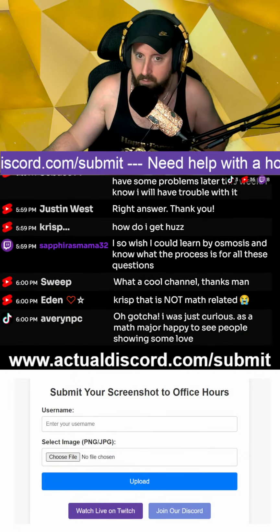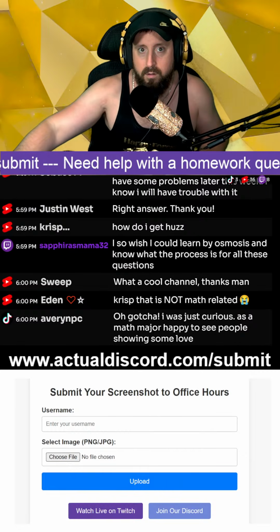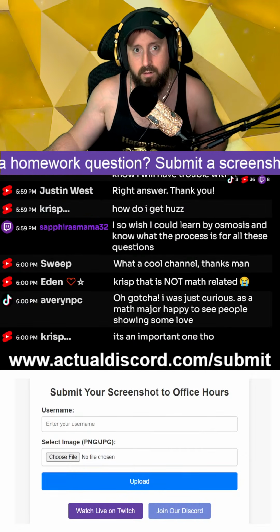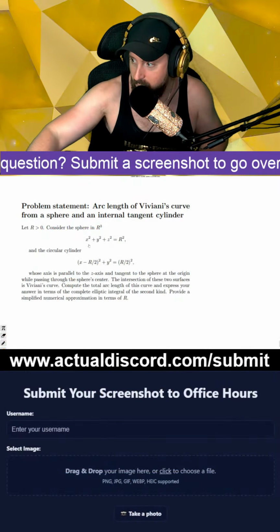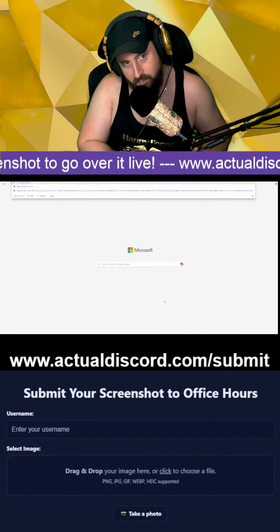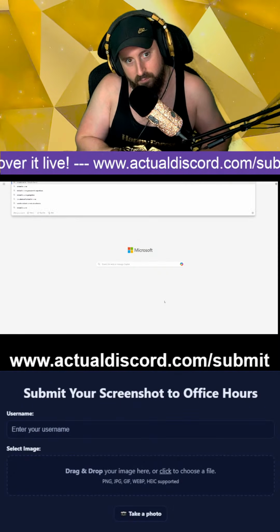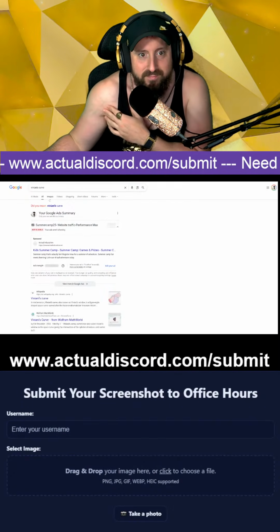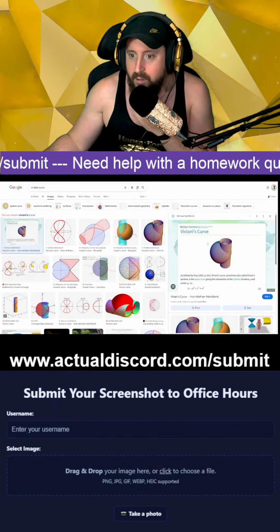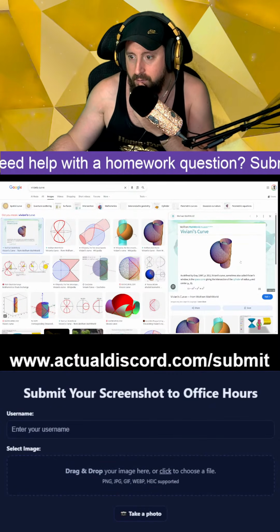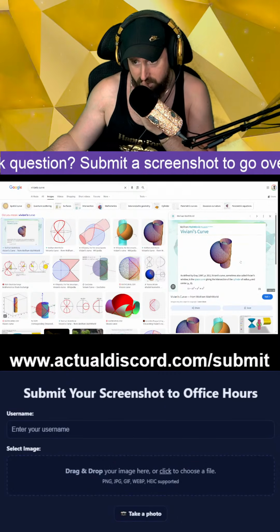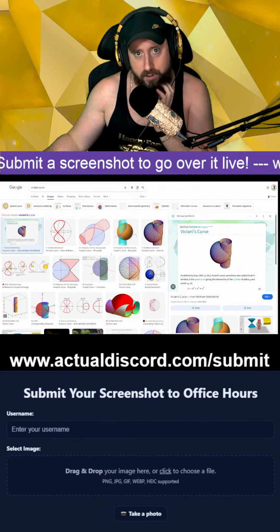Viviani's curve. Oh, of course, as a math major. Yeah, for sure, dude. It's an important one. Okay, here we go. First of all, what is Viviani's curve? Let's go look this up. Viviani's curve is a space curve giving the intersection of a sphere and a cylinder, I guess.